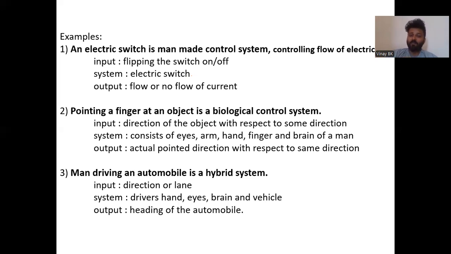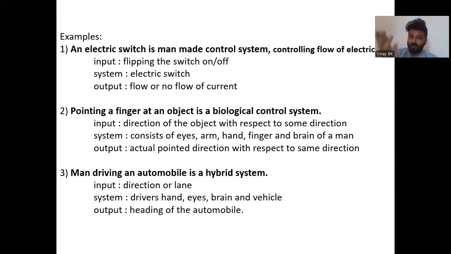And the second one, pointing a finger at an object, is called a biological control system. You can see the example: input, system, output. You are giving the direction of the object with respect to some direction, for example straight or left or right or backside. That is the input, straight.